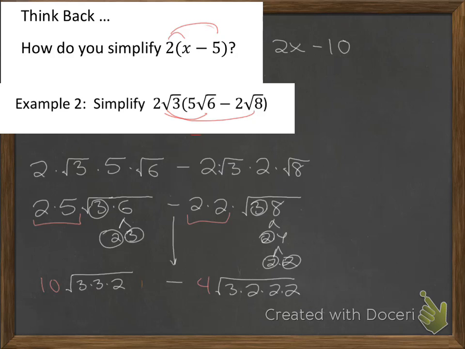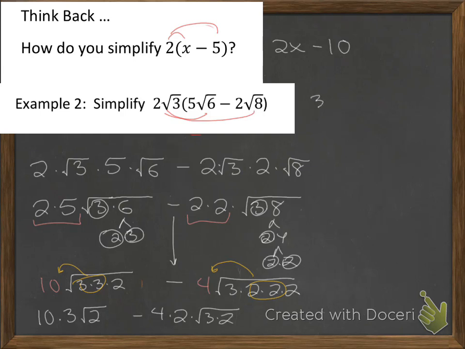Okay, so what's going to escape? Well, a pair of 3's escapes, and it looks like a pair of 2's is going to escape. So we have 10 times 3 times the square root of 2 minus 4 times 2 times the square root of 3 times 2. So I'm going to come up here because I'm out of room.